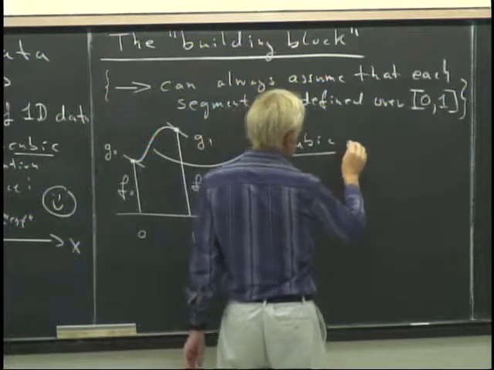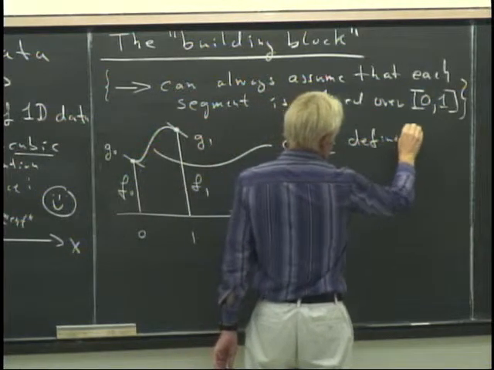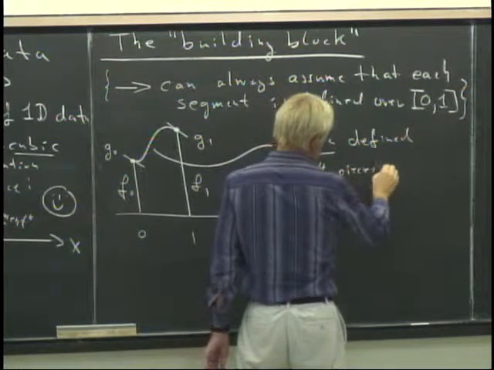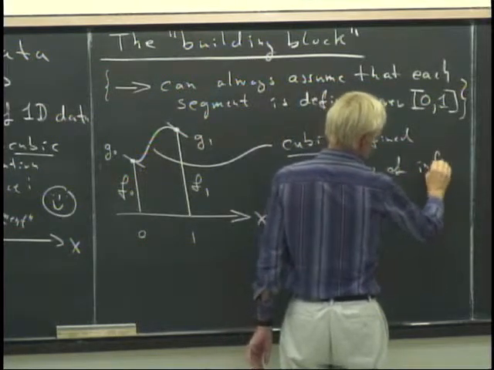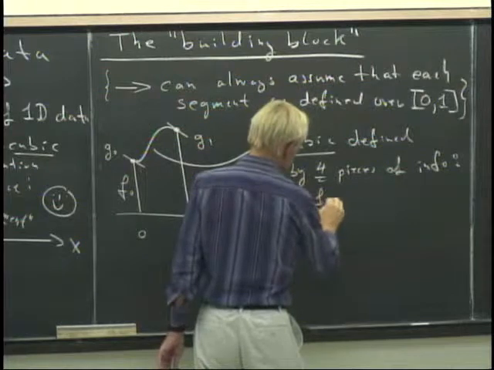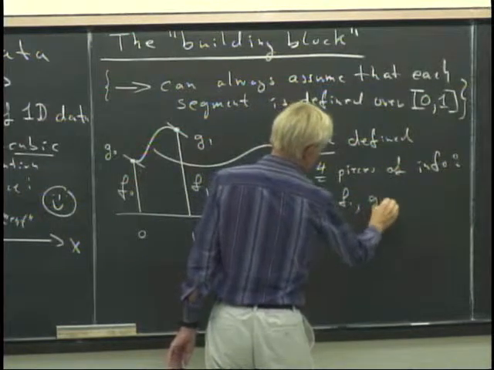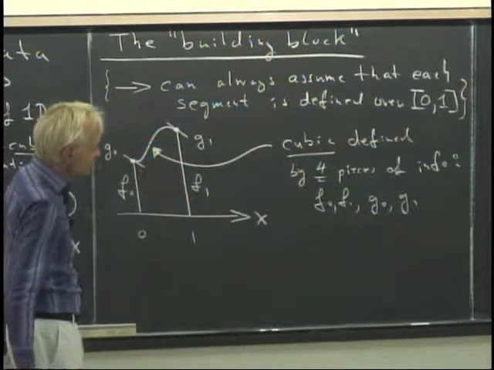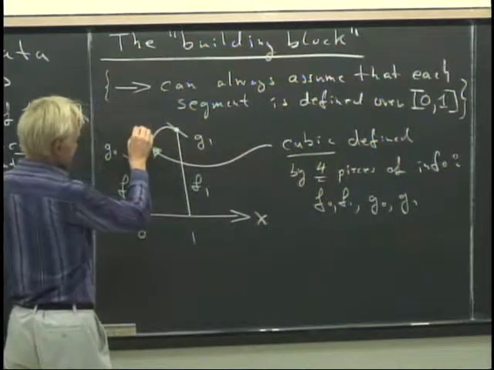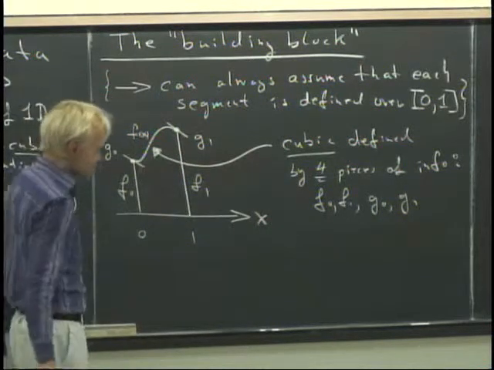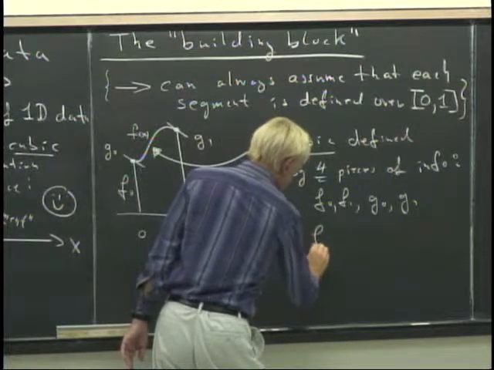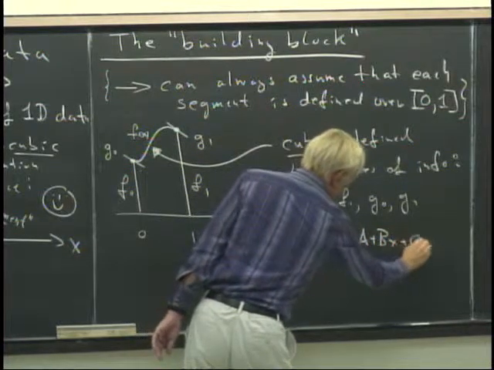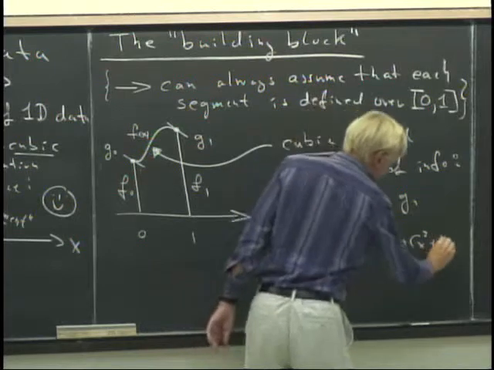Cubic defined by four pieces of info, namely f0, f1, g0, and g1. So this is one segment of the curve. And so this function f of x, if it's a cubic, is of the general form f of x is some a plus bx plus cx squared plus some d x cubed.